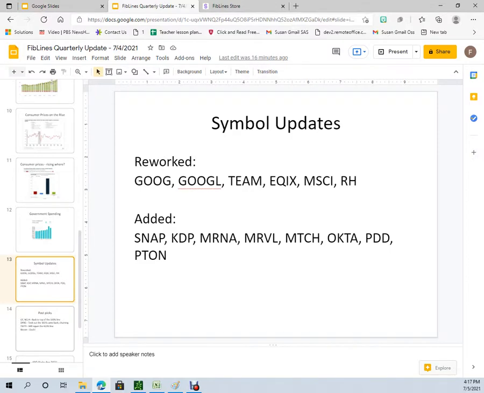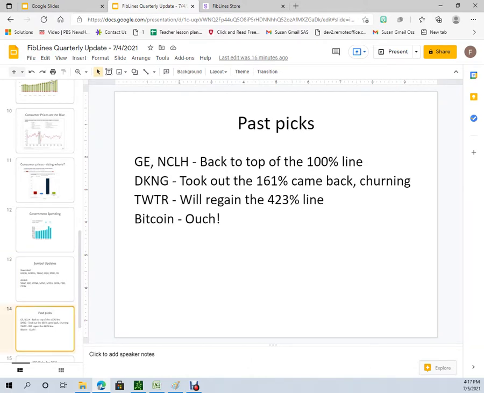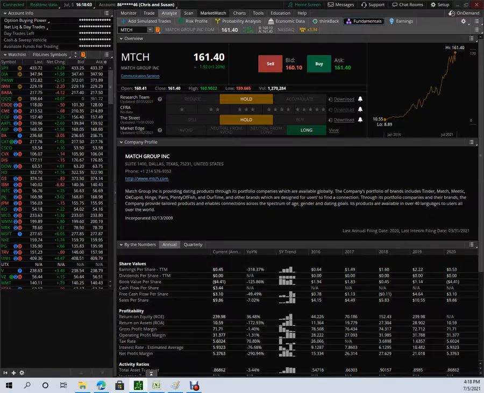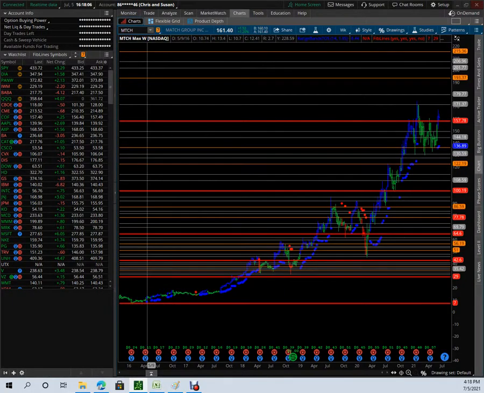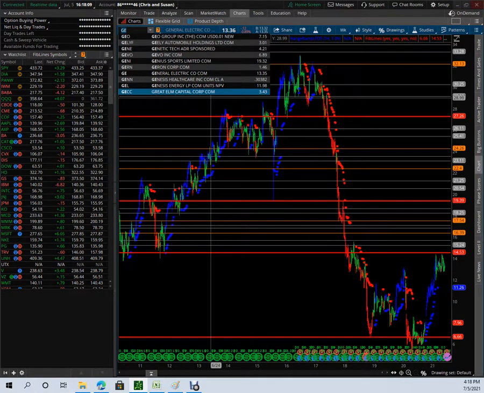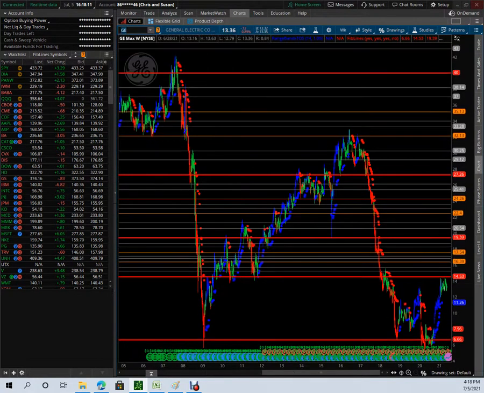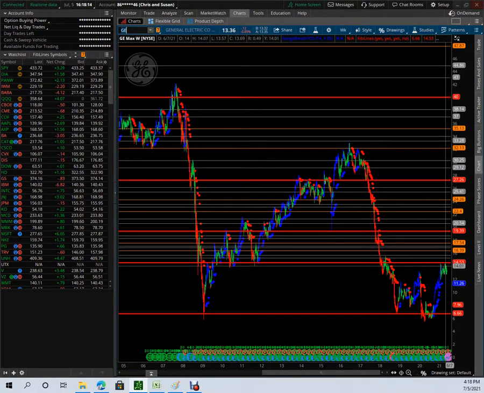What else? Okay, PTON, Peloton. I don't really love Peloton, but it's been a pretty good performer in the COVID. Some of my past picks, you know, in a market like this, pretty much everything has gone up, so it's tough to buy everything when it just keeps going up, up, up. So with COVID, I made a couple decent calls here. It turned out pretty well. One of them was General Electric, GE. I picked some of that up down in the 7-8 area. It's right here at the top. It's at the 100% line, so it's probably going to take a break.